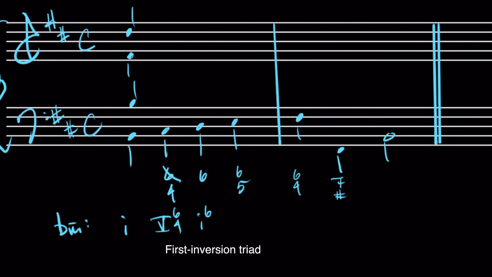First inversion triad means the bass note is the 3rd. Go down a 3rd from that note, you have a 1. So 1/6. Now we have a 6/5 chord. So 6/5 chord is a 7th chord in first inversion.